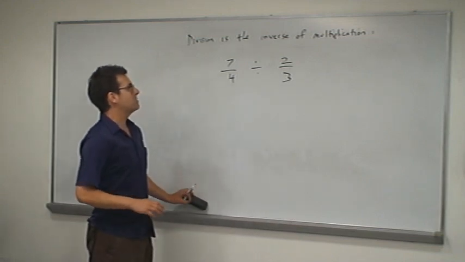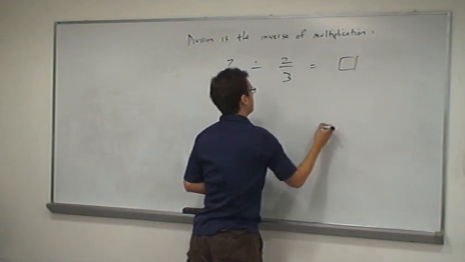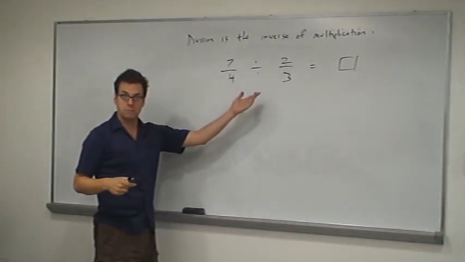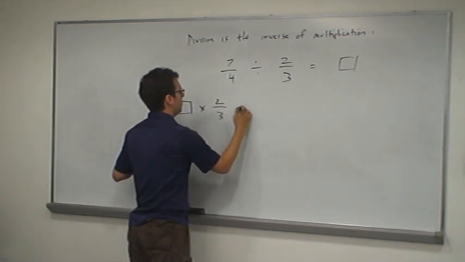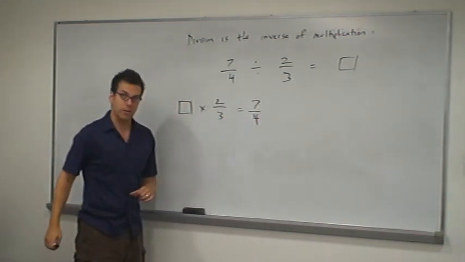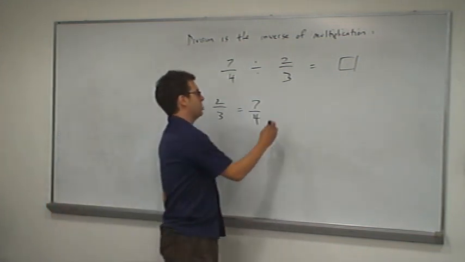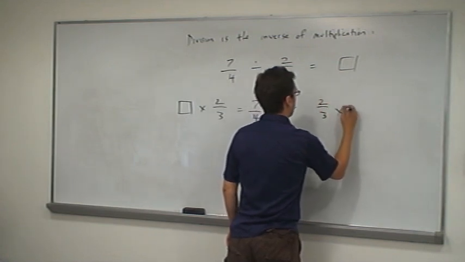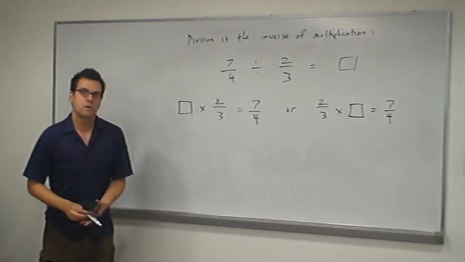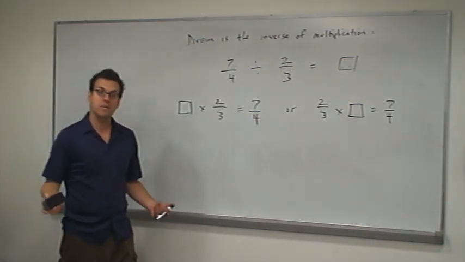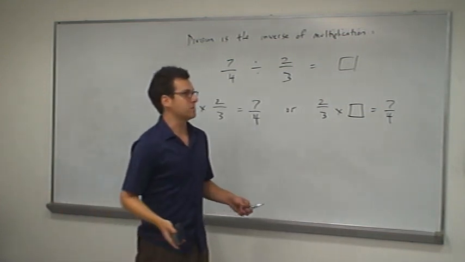Okay, so suppose we have 7/4 divided by 2/3. Again, we have the same idea as before. The answer to this question is the number that multiplies by 2/3 to give us 7/4. But we know that we can do this in two ways, right? We have the commutative property of multiplication that tells us blank times 2/3 equals 7/4 is equivalent to 2/3 times blank equals 7/4. So how could we draw diagrams and interpret these situations like we interpreted the 20 divided by 4 example?